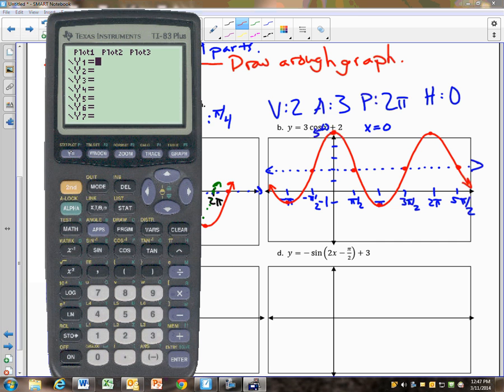Now, if you go into y equals and actually punch that function in, 3 cosine of x plus 2. And there's one last step. You think I'm working in degrees or radians?